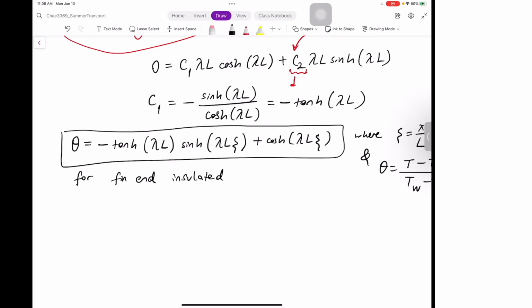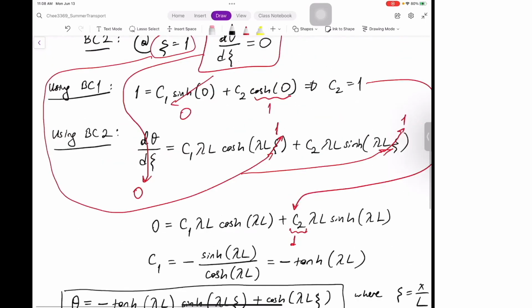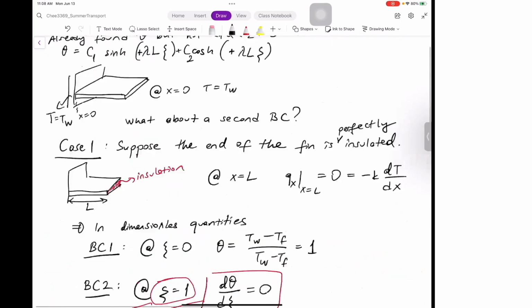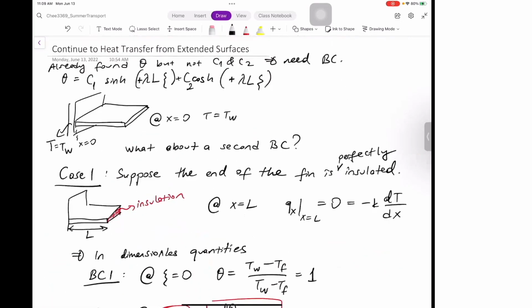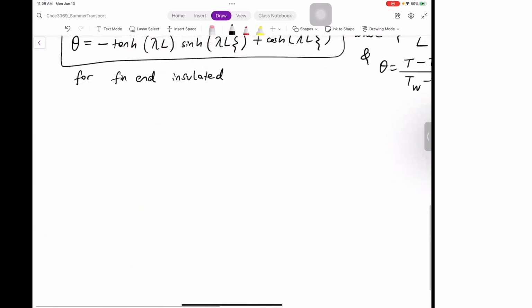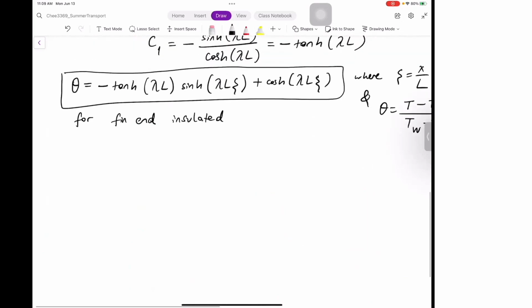Okay, any questions so far? Yeah? Okay. What shall we do now? Now let's talk about another case, case 2. Well, actually, okay, let's talk about everything about the case 1 first.